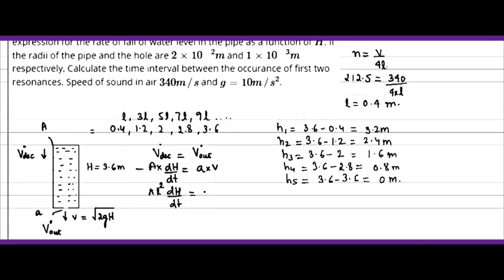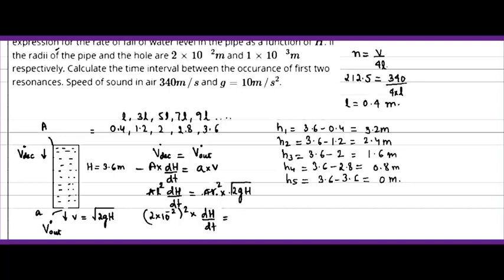So this will be simply equal to the area. This is a small area, so this is pi r square into the velocity, which is simply equal to root 2gH. Now in the second part, we just have to write an expression. So if you cancel out pi and put the values of capital R and small r, you can see that the radii of the pipe and the hole are 2 into 10 to the power minus 2 and 1 into 10 to the power minus 3. So if you put capital R equal to 2 into 10 raised to the power minus 2, squared, into dh divided by dt.